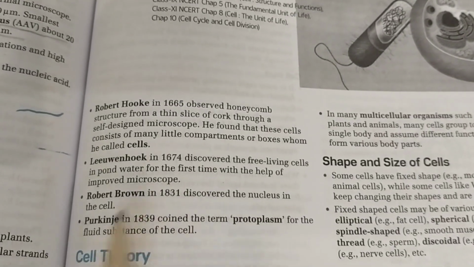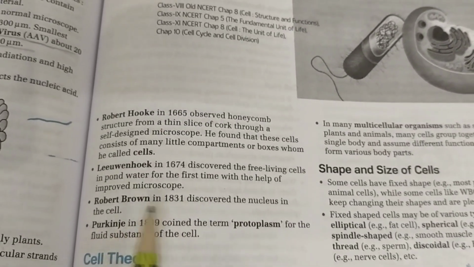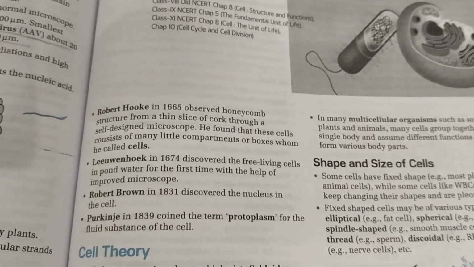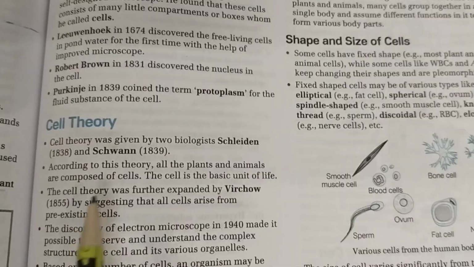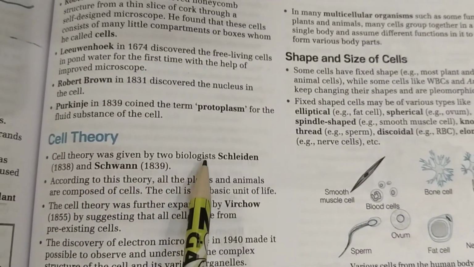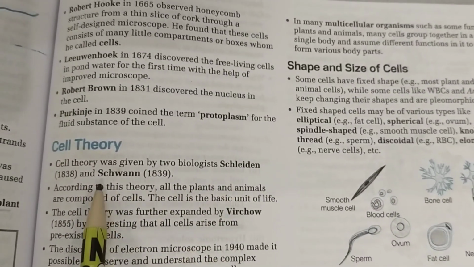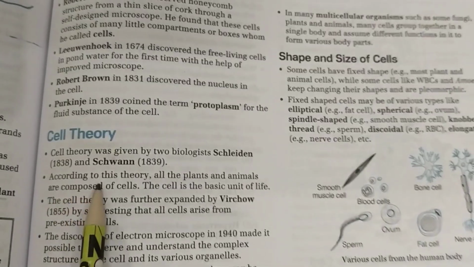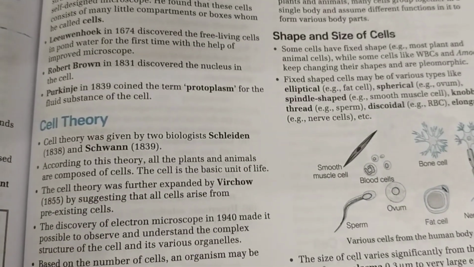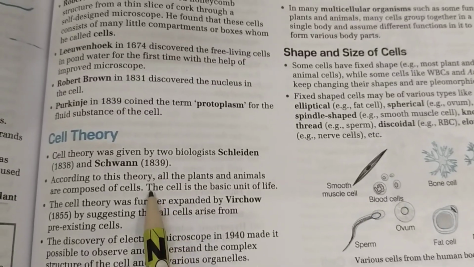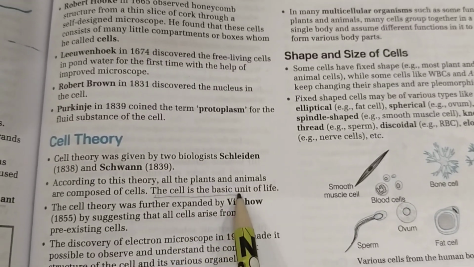So you can take a screenshot of this and just remember the names and what they discovered, right? Next comes the cell theory. Cell theory was given by the two biologists Schleiden and Schwann. According to this theory, all plants and animals are composed of cells. The cell is the basic unit of life. So the question can come: what is the basic unit of life?